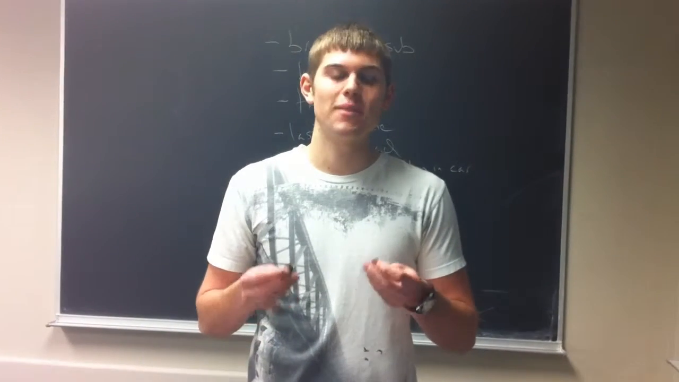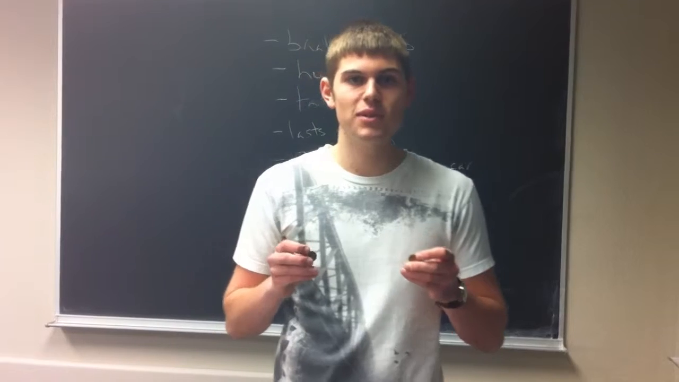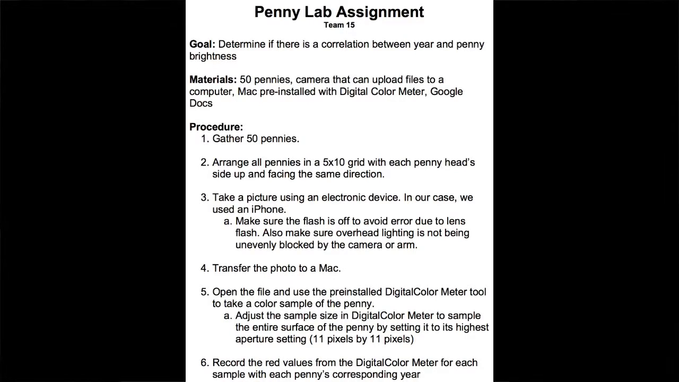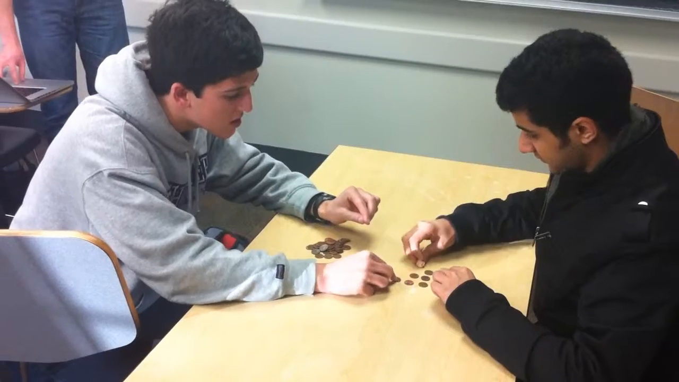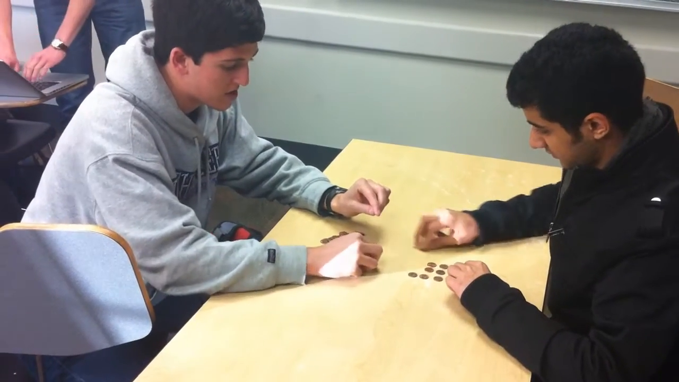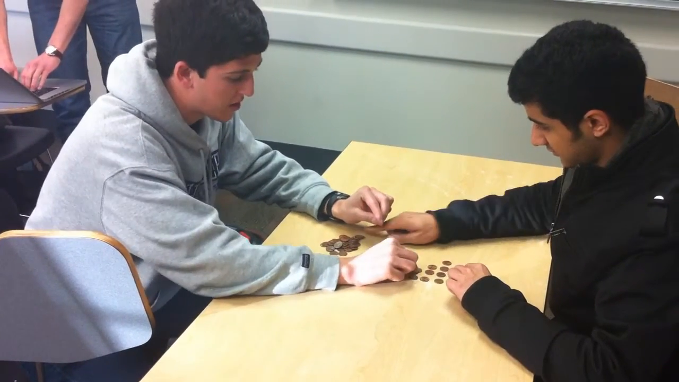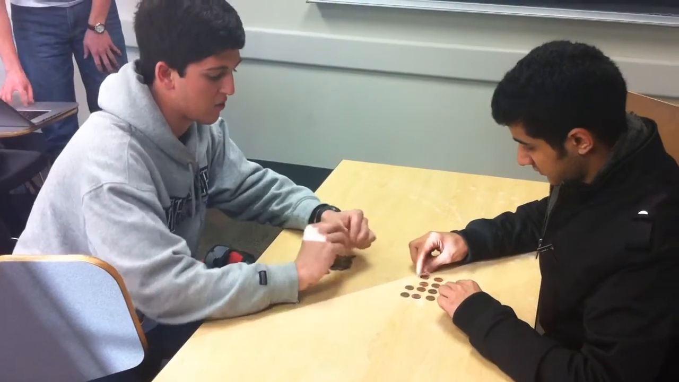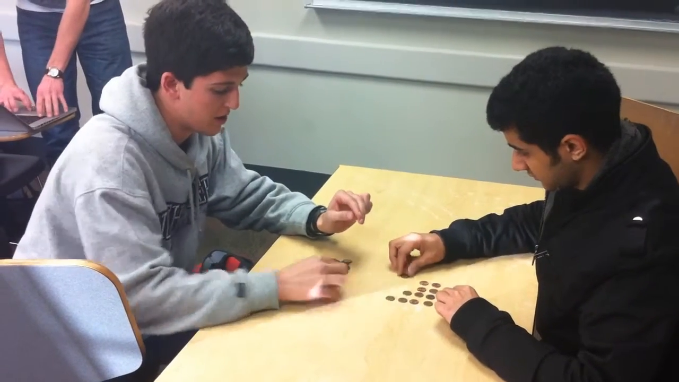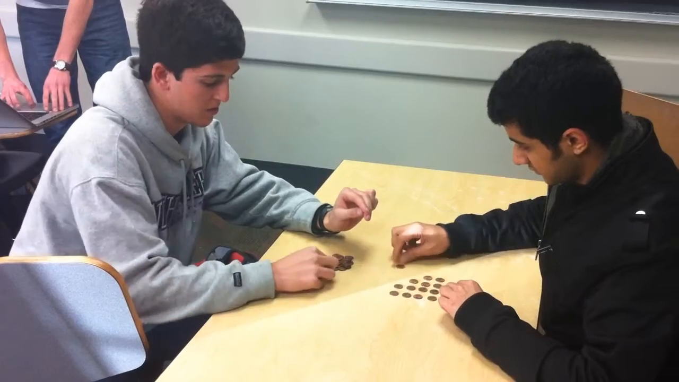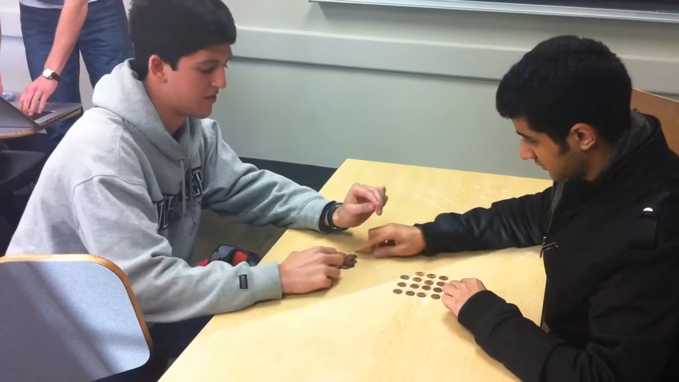For our Penny Lab experiment, we're trying to determine if there's a correlation between penny brightness and the year the penny was minted. So right now we're organizing the pennies into a line, onto a grid, that way we can take a picture of it. We are also organizing them so the heads are all pointing in the same direction, that way we can find a common spot on all the pennies that has the same amount of lighting on them.